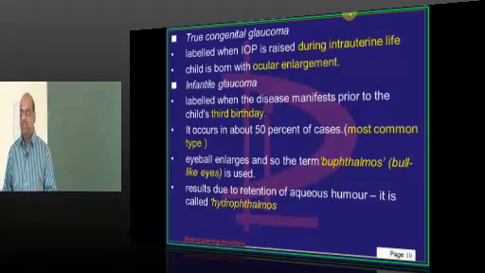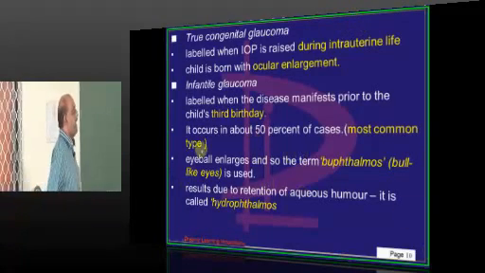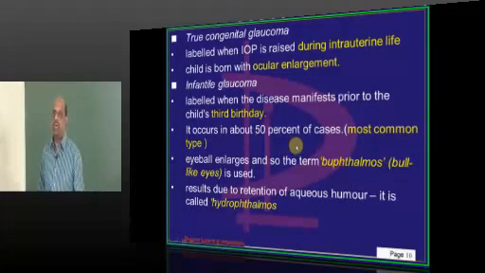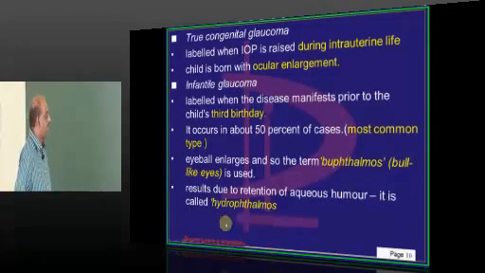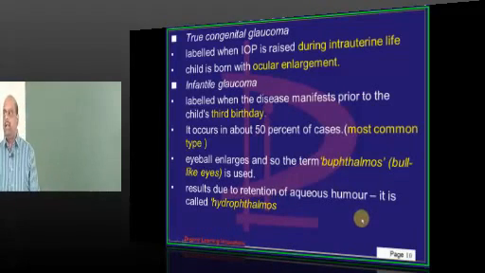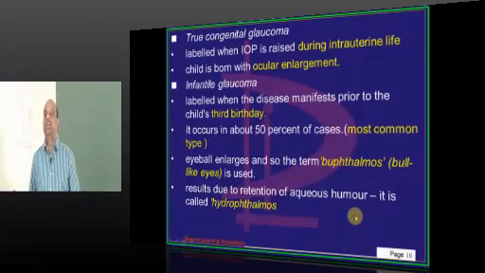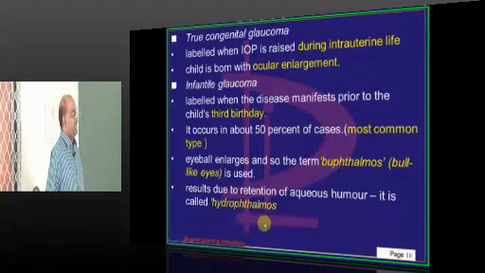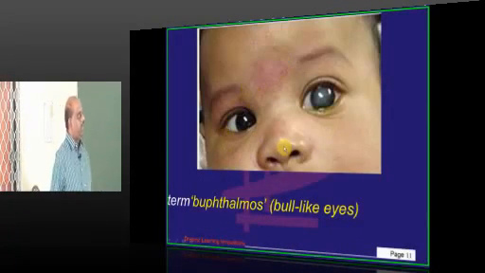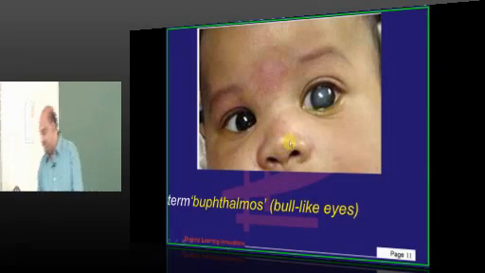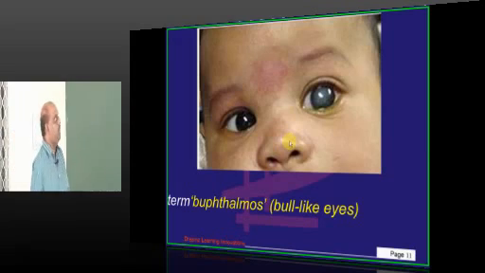And you know that because of the glaucoma, the eyeball will enlarge and it will look like the eye of a bull, which is classically called buphthalmos. Over a period of time, it leads to the retention of the aqueous humor, and hence it is called hydrophthalmos at a later point of time. So these are the typical bull-like eyes which you see in buphthalmos, which is what you need to remember.